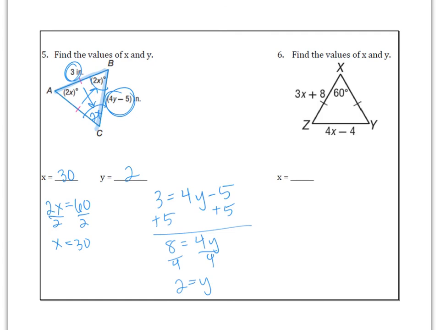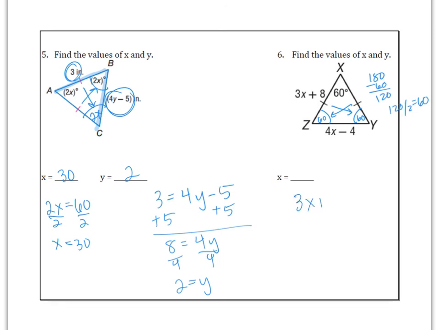Again, I see 2 tick marks go across from them. That means 2 angles will be equal. 180 minus that 60 leaves us 120. Take the 120, cut it in half. That means each of these angles down here has to be 60, which tells us all 3 angles are 60. So therefore, all 3 sides are congruent.